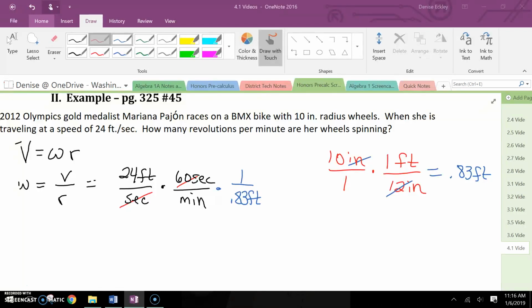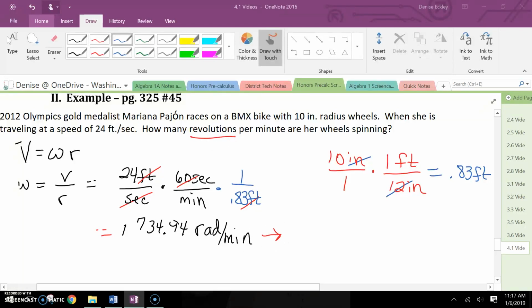So you can see that the feet now cancel. And this leaves me with a measurement of 1,734.94, and this is in radians per minute. And our original problem wants revolutions. So now I have to use the conversion factor that 1 revolution is 2 pi radians. It's 1 trip around the circle, which is 2 pi.